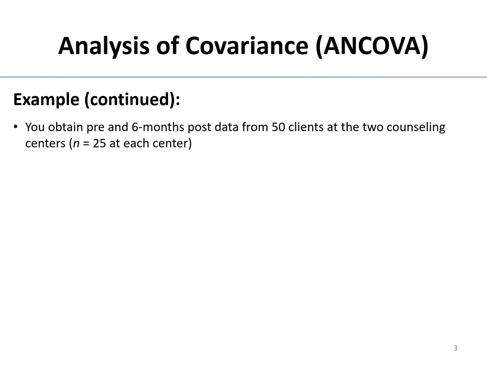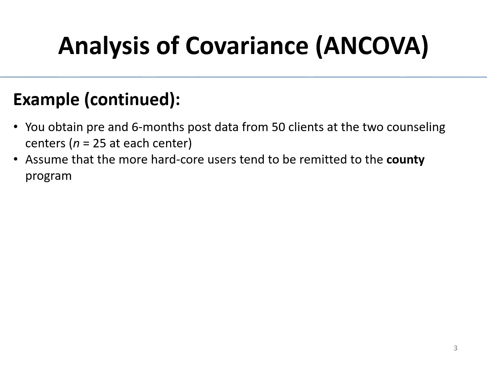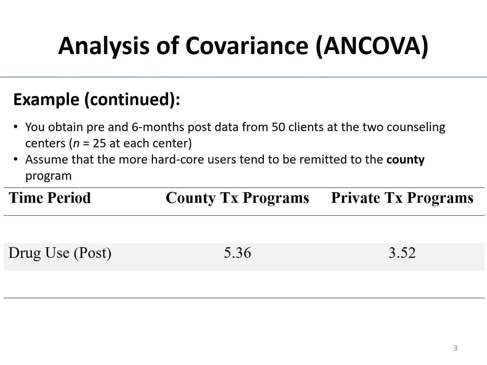So continuing that example, let's say that you obtain baseline drug use on that 10-point scale, and 6 months post-drug use, that is for folks after treatment, 6 months later, for 50 clients at the two counseling centers, 25 at each counseling center. And assume, which is probably true, the more hardcore users, that is those who had the bigger drug issues, tended to be remitted to the county program, not fancy private programs.